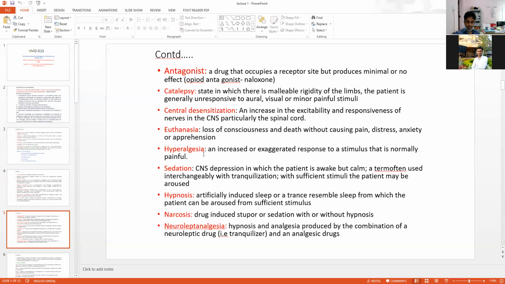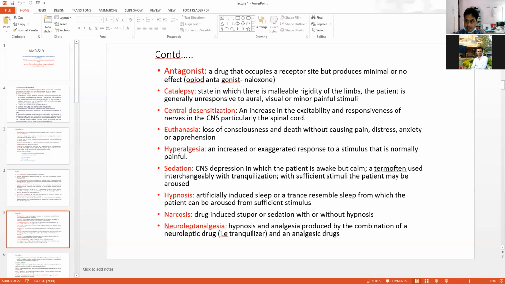Now hyperalgesia, I have already discussed. Then sedation, hypnosis, narcosis, and neuroleptanalgesia. This is very important. Hyperalgesia is an increased or exaggerated response to a stimulus that is normally painful. So this is known as hyperalgesia. Whenever you touch an animal, it will show an exaggerated response. This type of response is known as hyperalgesia.